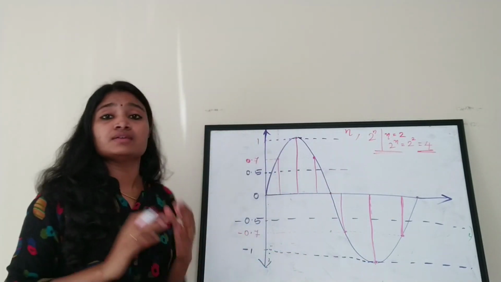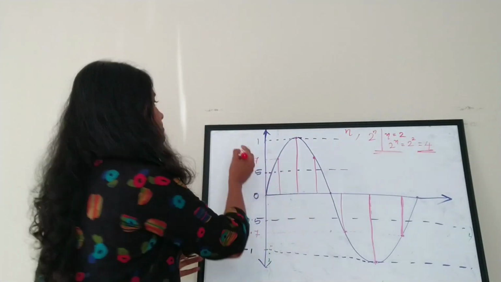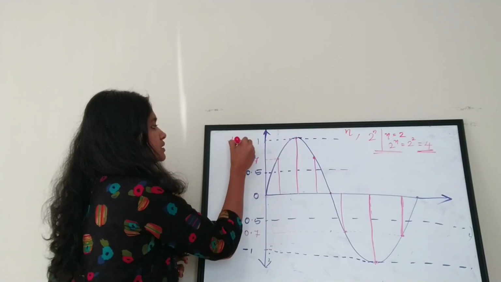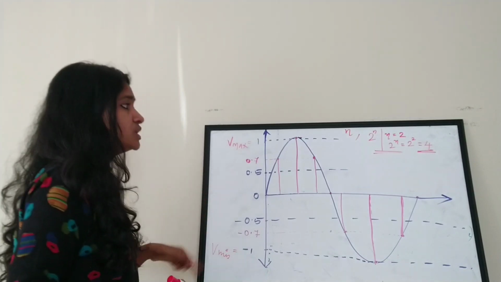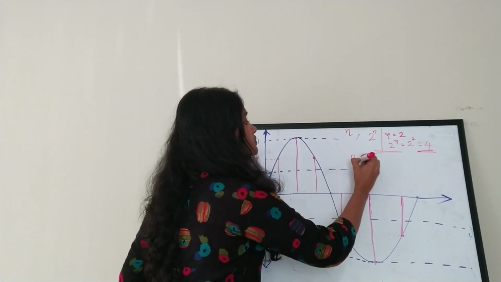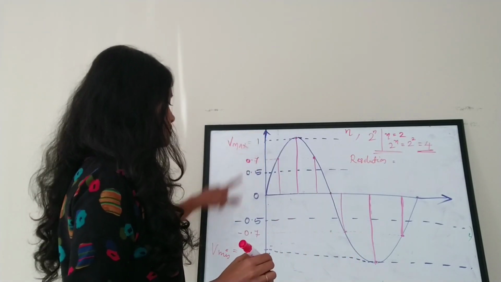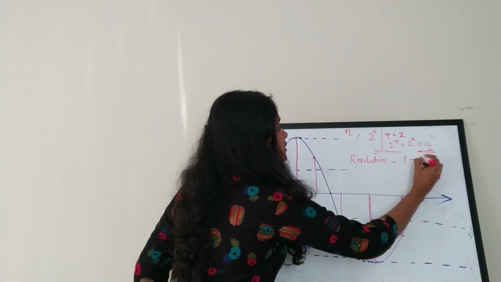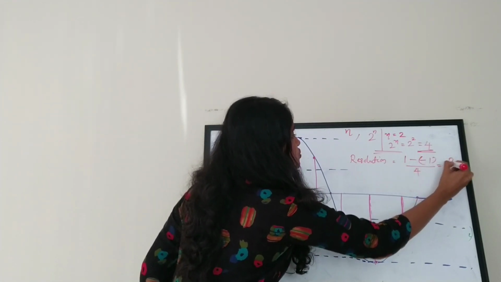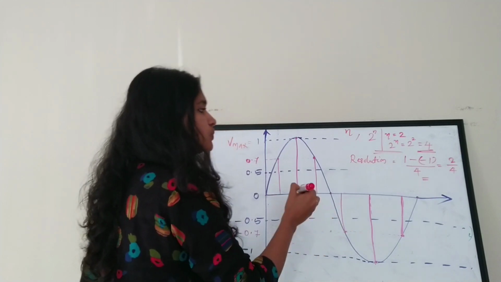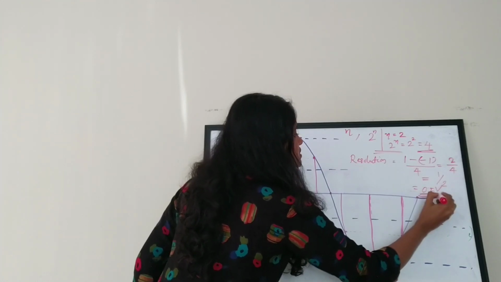Also, we have defined resolution as Vmax minus Vminimum by 2 raised to n. Here Vmaximum equals 1 volt and Vminimum equals minus 1 volt. So what is the resolution? Resolution is equal to Vmax minus Vminimum, that is 1 minus minus 1, by 2 raised to n, which is 4. 1 minus minus 1 is 2, so 2 by 4. Here the resolution equals 1 by 2, that is equal to 0.5 volt. So this is the resolution.